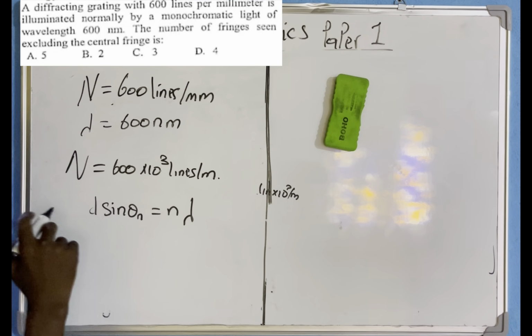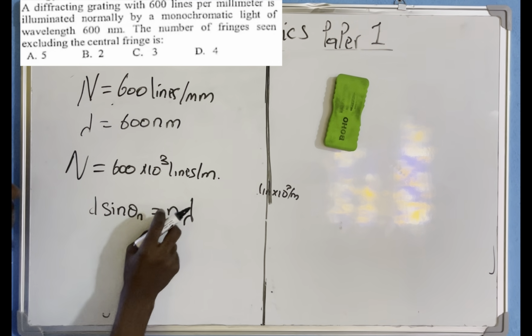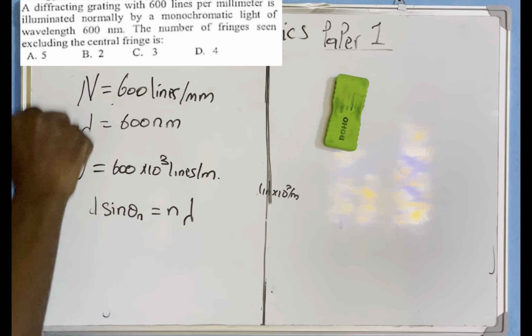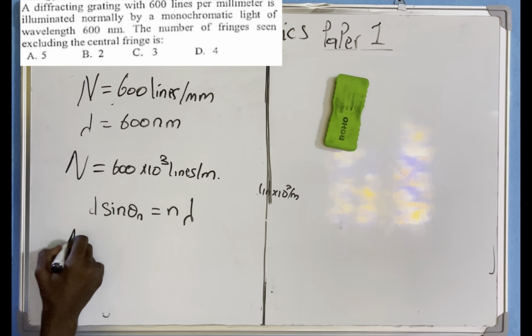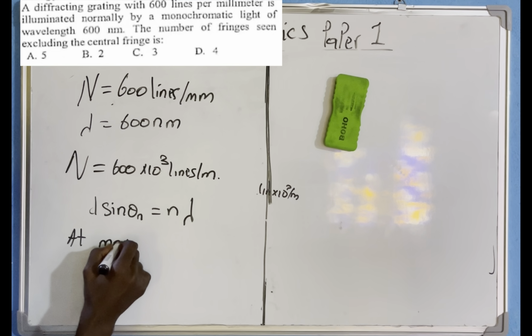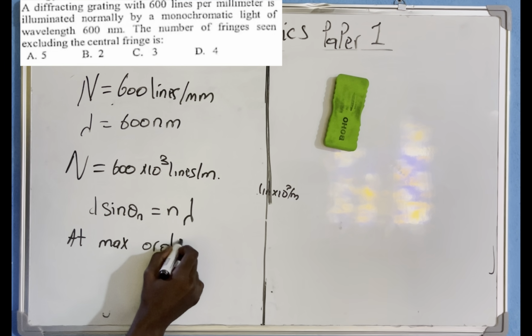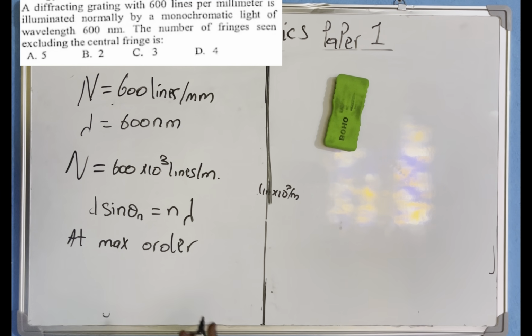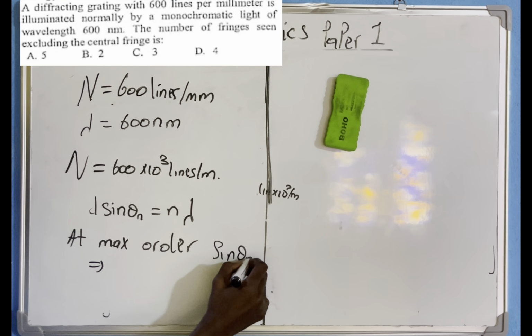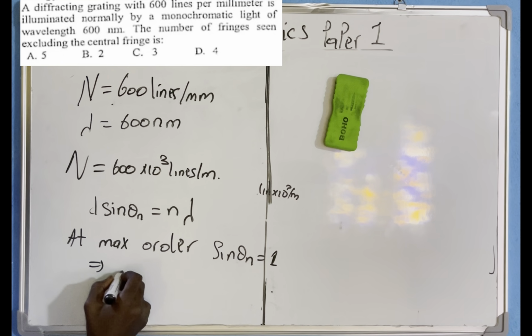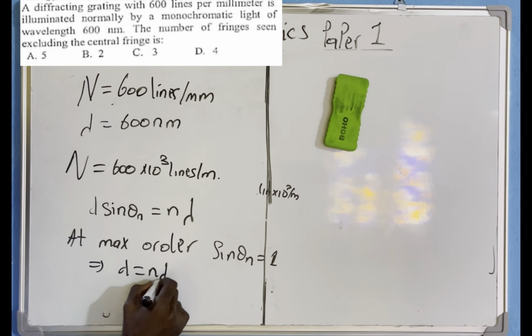Now, for me to have the number of orders, I should go to the maximum. So I should find the maximum order. At maximum order, sine theta n is simply equal to 1. It means that d is simply equal to n lambda.